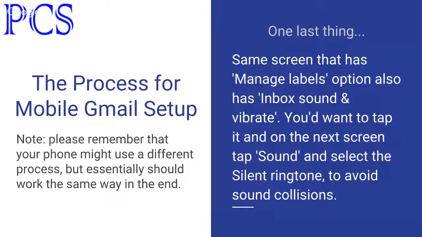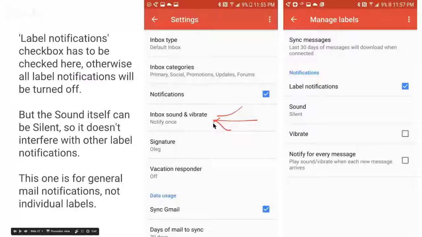And so to make it so it doesn't do that, my recommendation is just turn off the general Gmail notification sound. And the way you do that is, when you go to settings initially, instead of scrolling down to where it says label notifications, you click on the inbox sound and vibrate option. When you click on it, it'll still say manage labels, but this is for everything. And here you don't remove label notification. You just simply change the sound to be silent, which means it's not going to play any sound for general Gmail notifications.